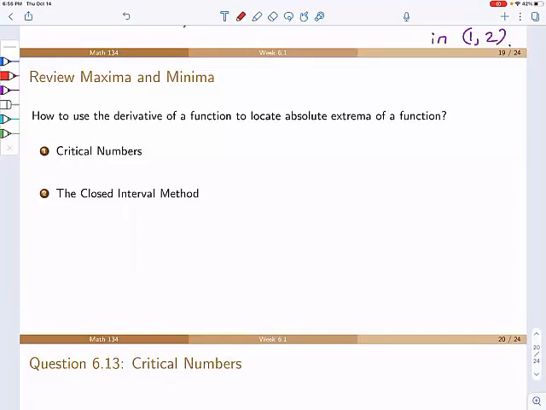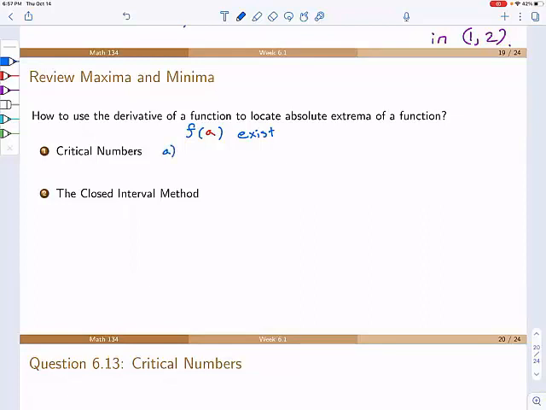So A is a critical number if the following happens. So the first thing is you have to have a function, and your function has to actually exist. It has to be defined there. It has to be in the domain. So it has to actually exist for f of A.